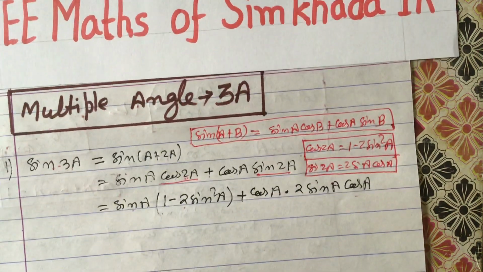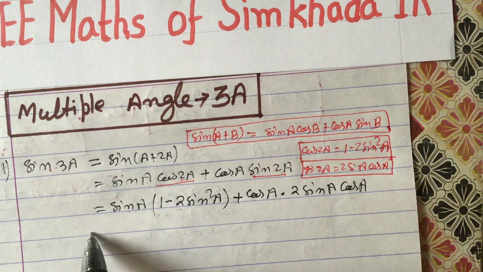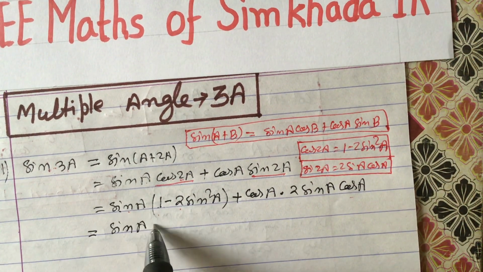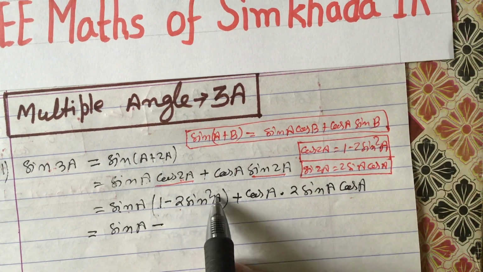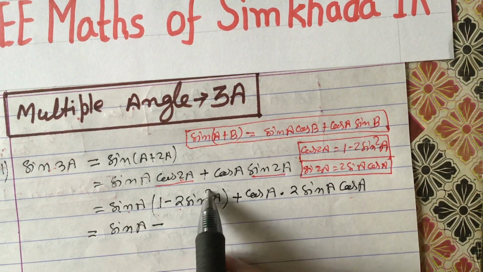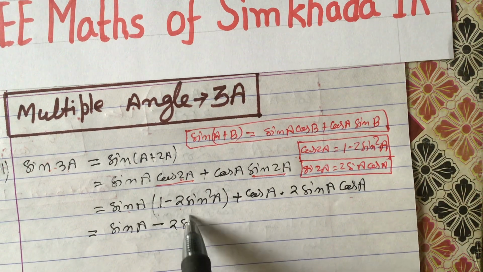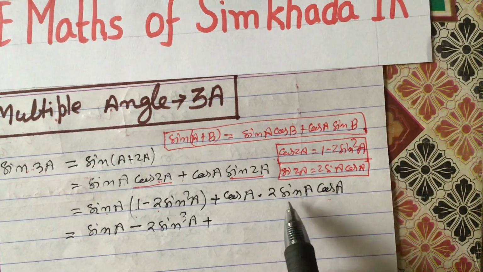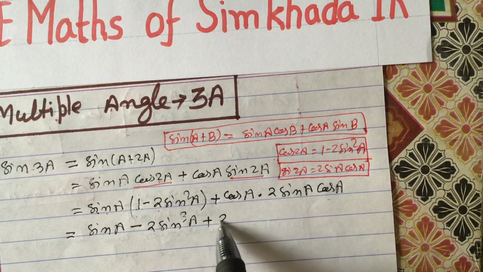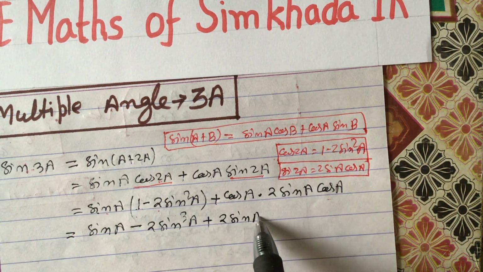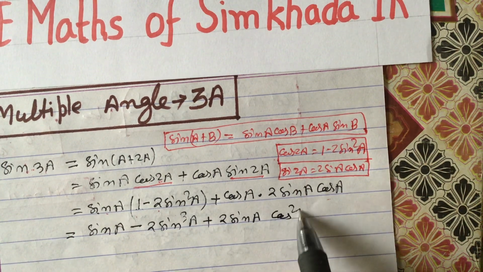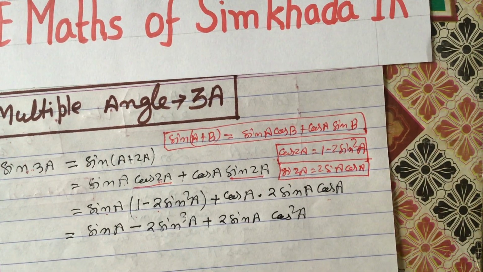Now look at it. You can just open this bracket. If you open the bracket, you will get sin A times 1 is sin A as it is, minus 2 sin square A times sin A, which is 2 sin cube A, plus 2 sin A as it is. Now this cos A and cos A is cos square A. Let it be like this only.